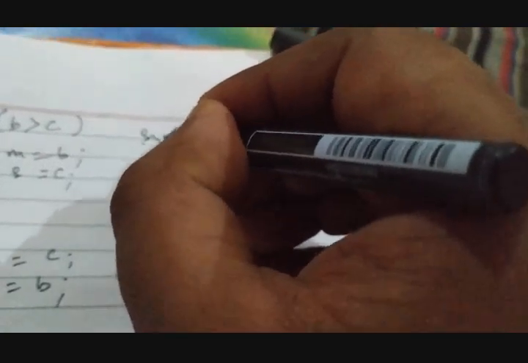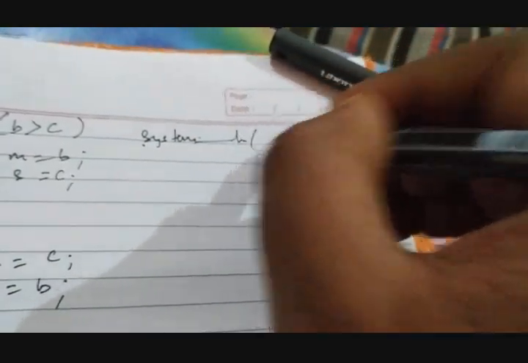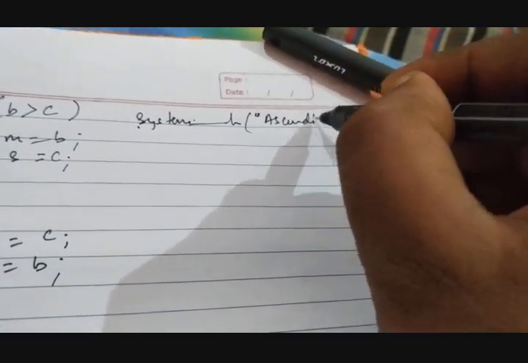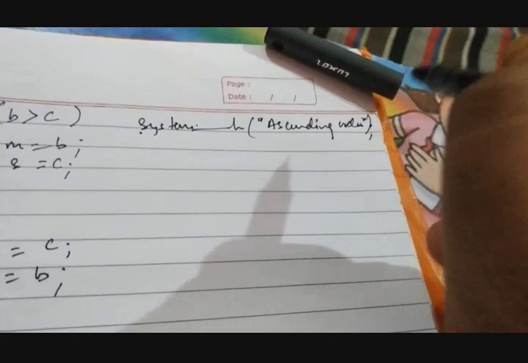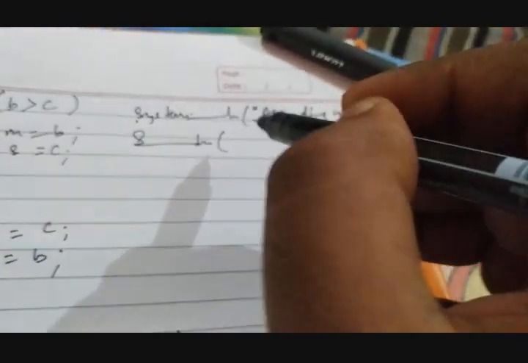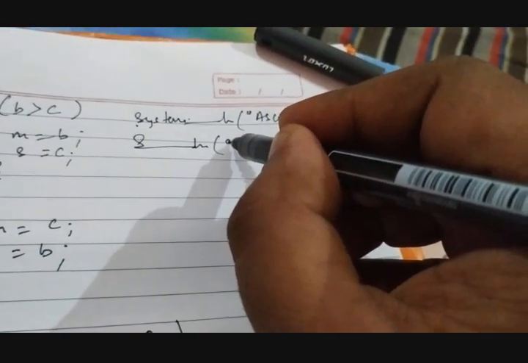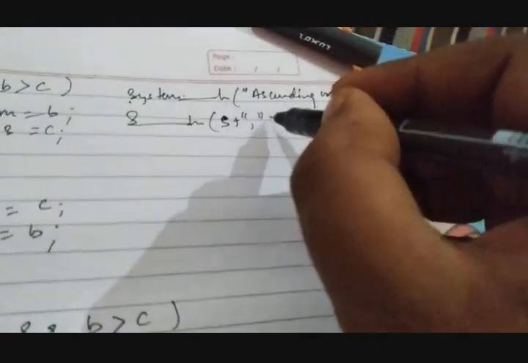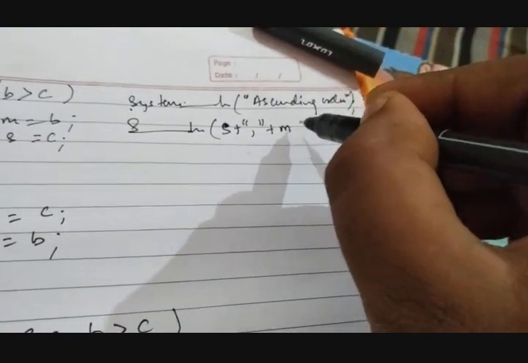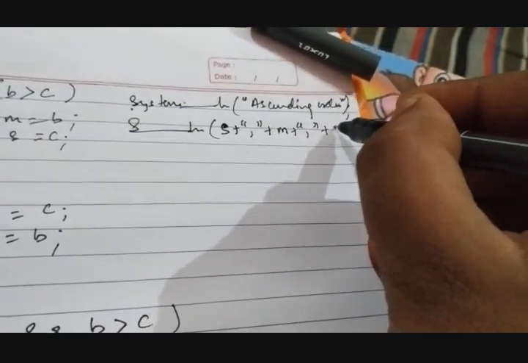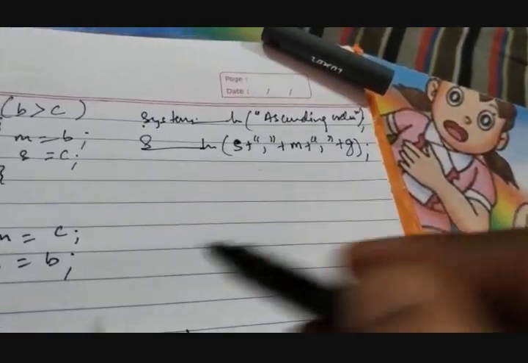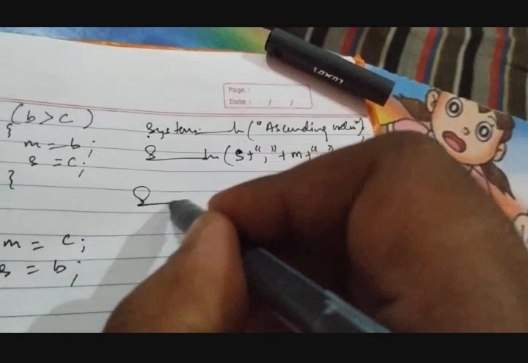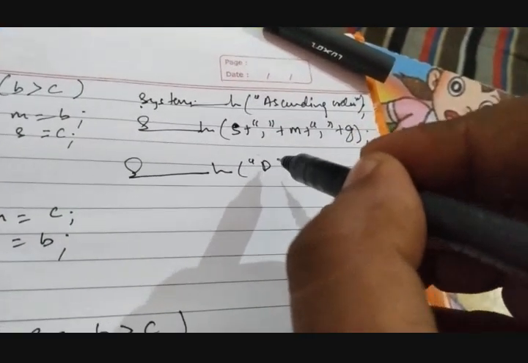Now you have to print it in ascending order. Let me print it out here only. System.out.println ascending order. How is the ascending order to be printed? First is the smallest, then a comma. To write the comma you have to put it in double quotes, plus, then who will come next? Middle, plus comma, plus greatest. This is ascending. Now we have to do the same for descending, so System.out.println descending order.